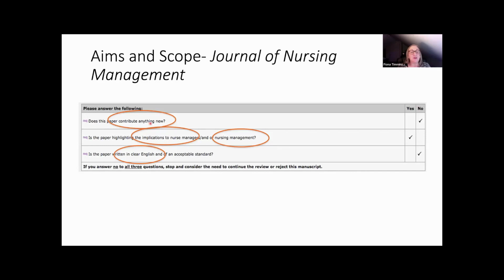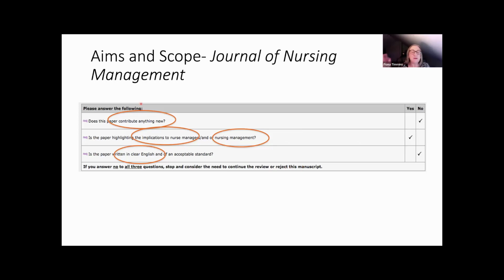So our journal has three main questions at the very beginning. Does this paper contribute anything new? Are the implications for nurses and nurse managers highlighted? And is it written in clear English? And what they say there as well is if the answer is no to all three questions, stop and consider the need to continue the review. This is for the reviewers, or reject this manuscript.